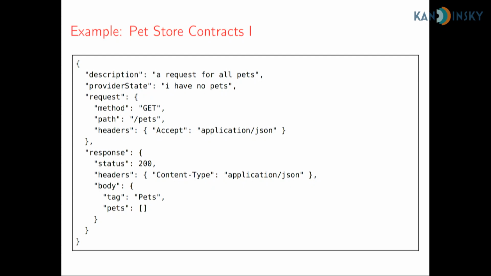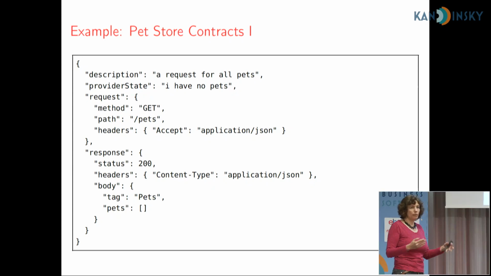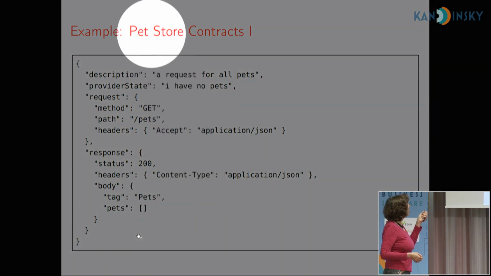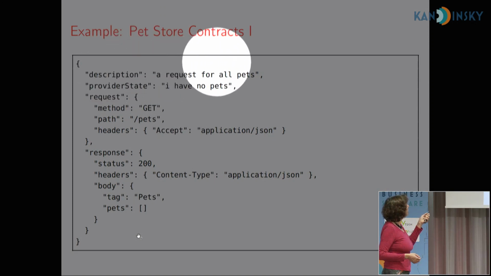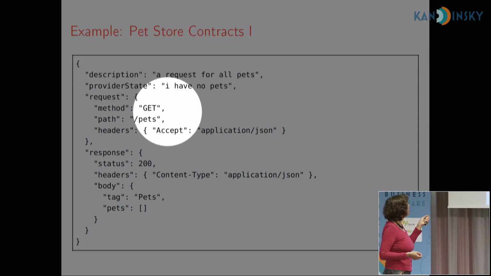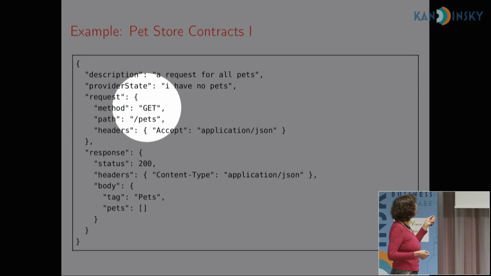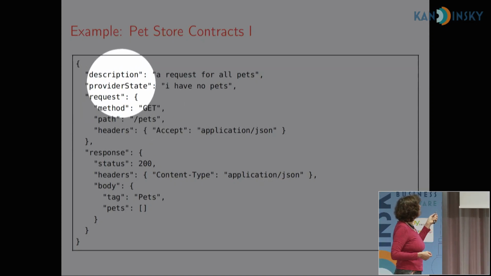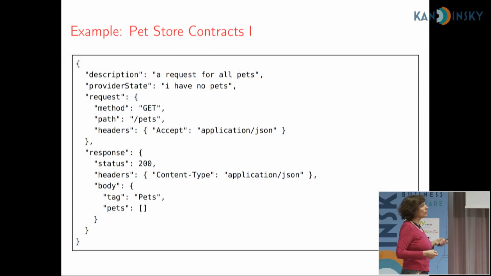It's written in Pact, which is one of the tools that's available. But this is something that's rather similar for all of the tools. So I'm not picking specifically on Pact, and all the other tools are nice and good, but this is a conceptual thing as I perceive it. So this is a contract. Here we have a description, and it says this is a request for all pets because it's a GET request on our pets URL. And I can specify here a state, which is a string.